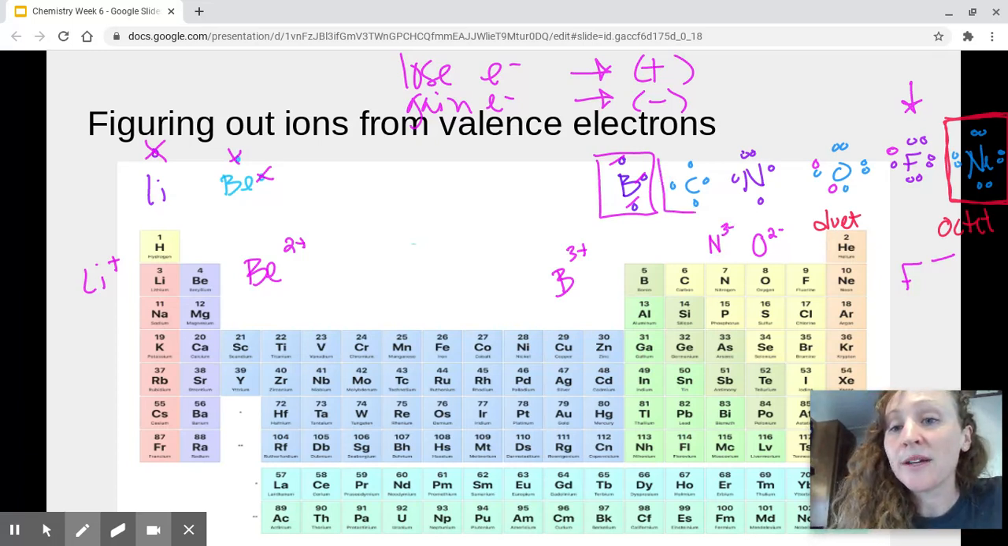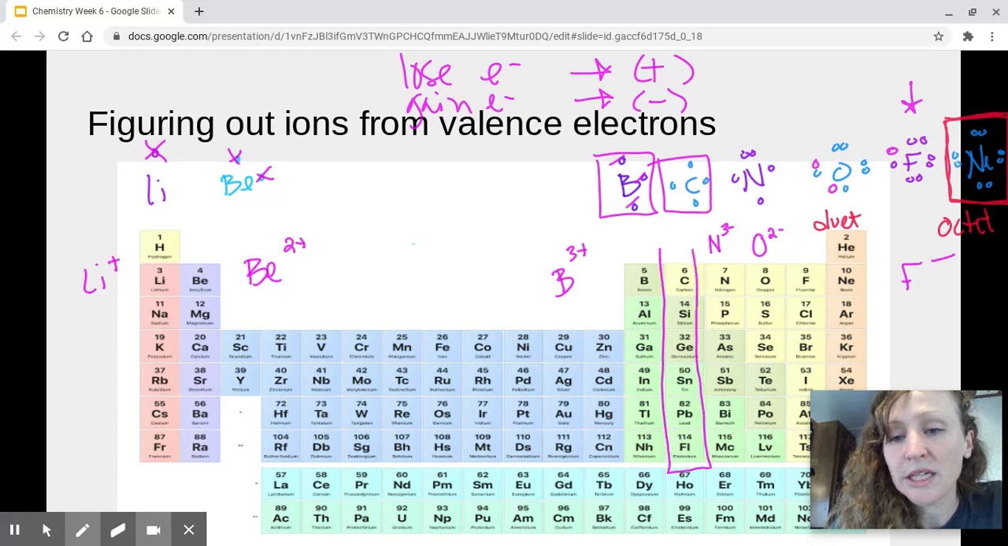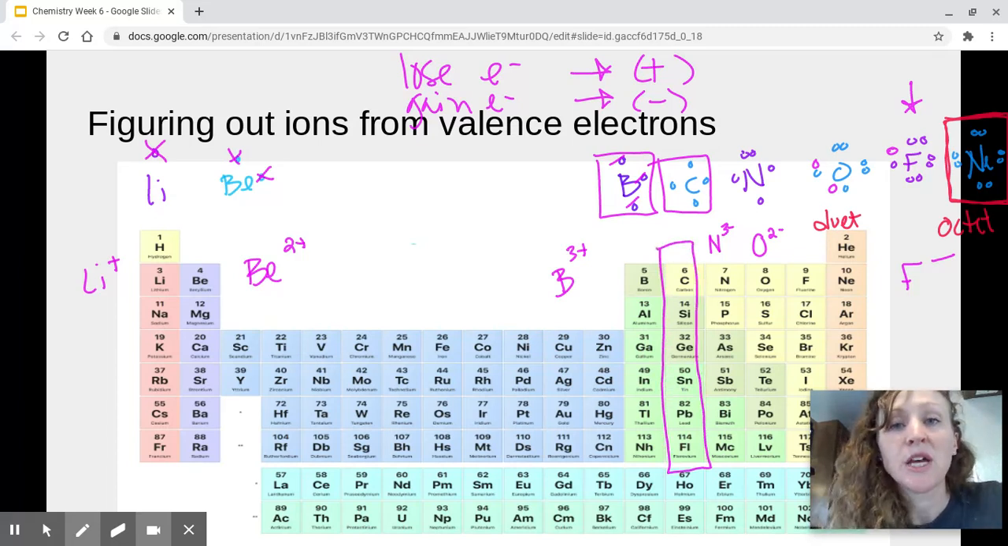Okay, now carbon is interesting because carbon has 4, so it could either gain 4 to get 8 or lose 4 to be empty. So carbon's family is kind of in an interesting predicament, and what we see with the carbon family is they go with their group. So nonmetals are going to do what other nonmetals do. They're going to gain electrons and become negative. Metals are going to do what other metals do. So metals are going to lose electrons and become positive. So carbon usually doesn't form ions, but if it does, it's going to form a 4 negative ion.